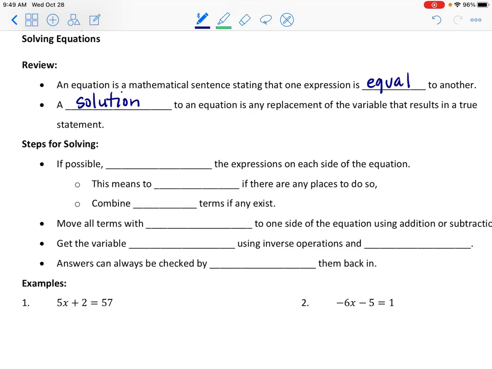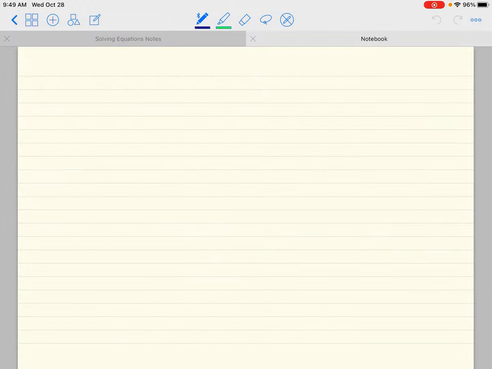So what do we do in general when we're solving, if it isn't necessarily a basic equation, if there's more happening in the equation? Well, if possible, the first thing we want to try to do is simplify the expressions that we have to the left or to the right. So when I say simplify, I mean a couple of things.